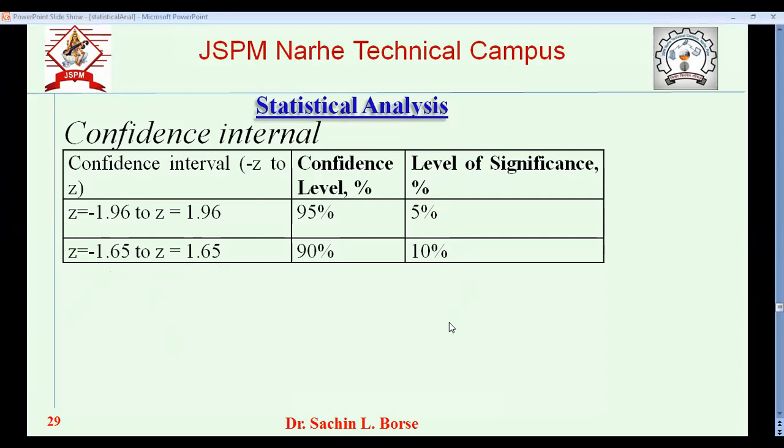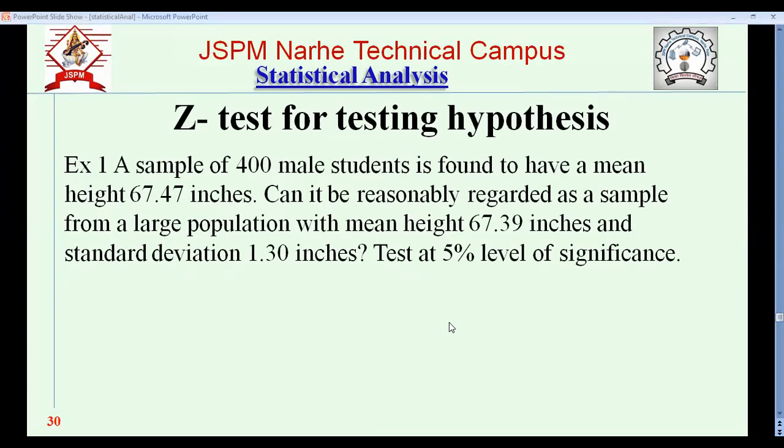I will just read the problem. There is a sample of 400 male students. So it is about a sample, where n in the sample is 400, and the mean of the sample, which I would denote as x bar in the equation, is 67.47 inches.